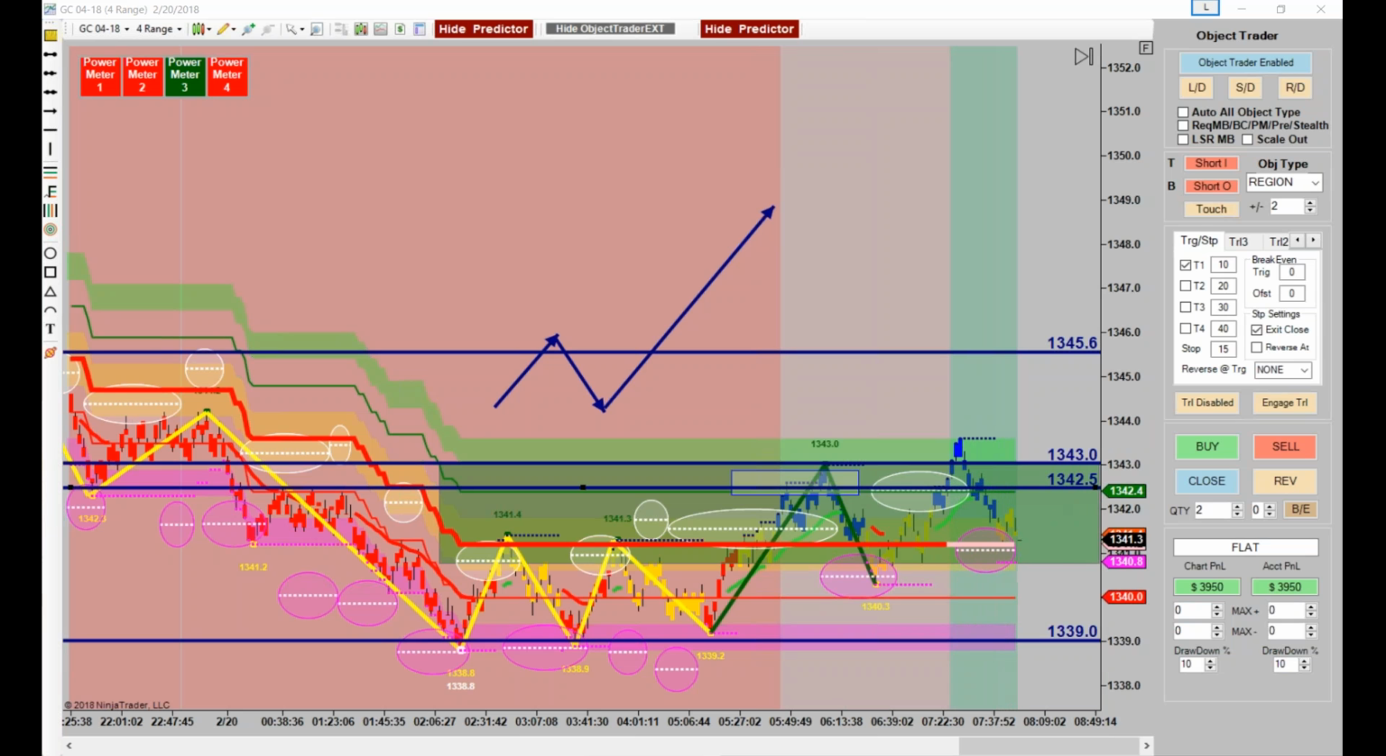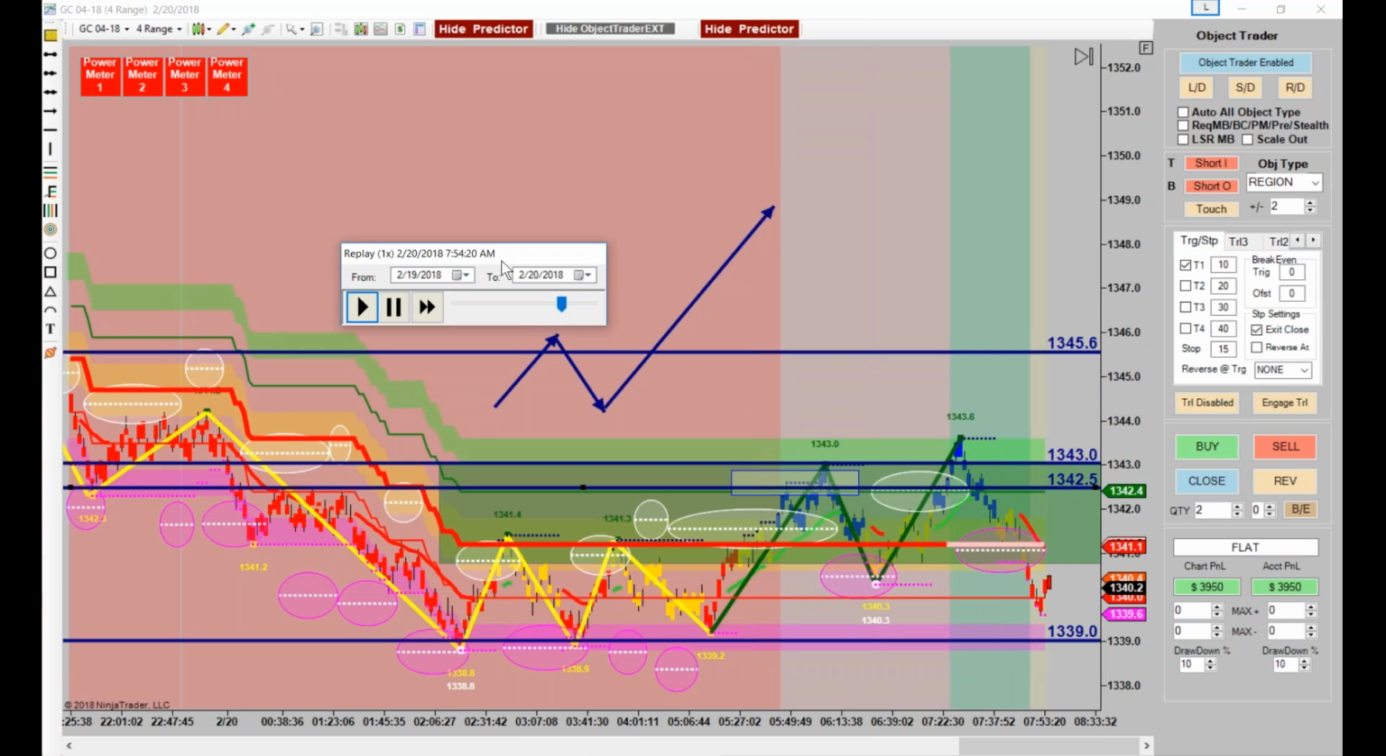We're going to set it up for the market. Here we go. 7:54 in the morning, okay? This is 7:54 in the morning. Notice how that didn't take that out, by the way. That would have been a good short. Okay, but let's go ahead and set this up for our regular trading with the time trader.